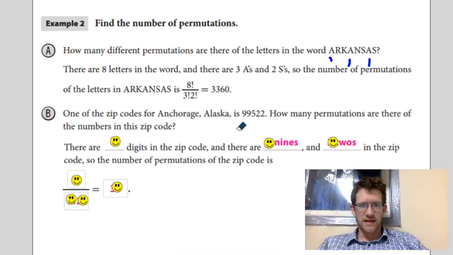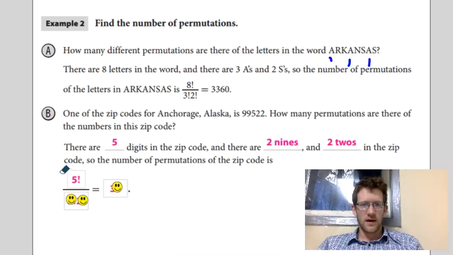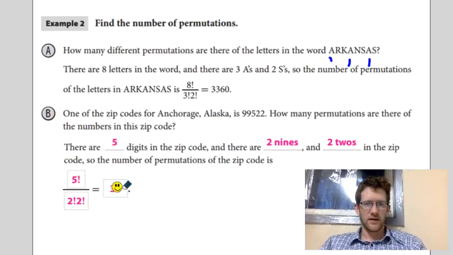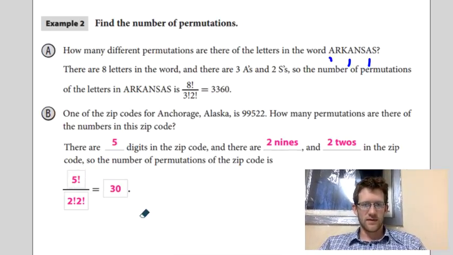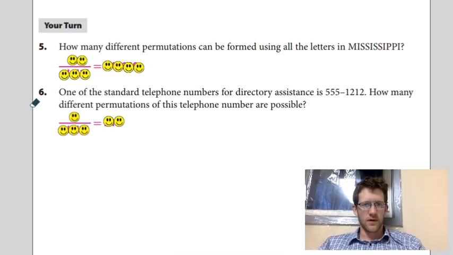Zip code for Anchorage, Alaska, 99522. There are 5 digits. There are 2 9s and 2 2s. So on top, I have my 5 factorial, and then I divide that by 2 factorial and 2 factorial, which you plug into a calculator, or you can do by hand. There you go. All right, we'll do a couple more here.